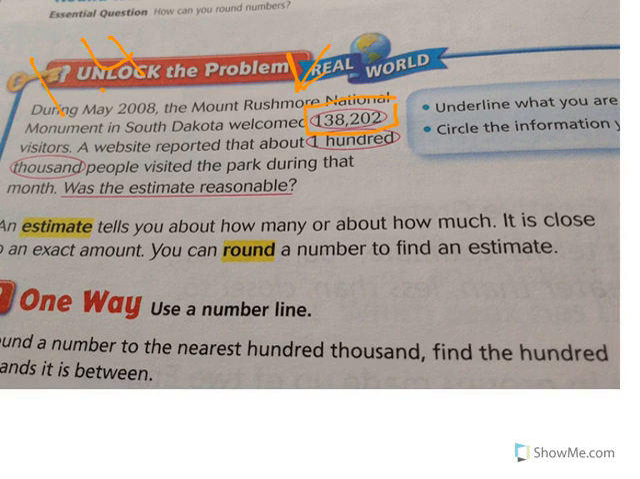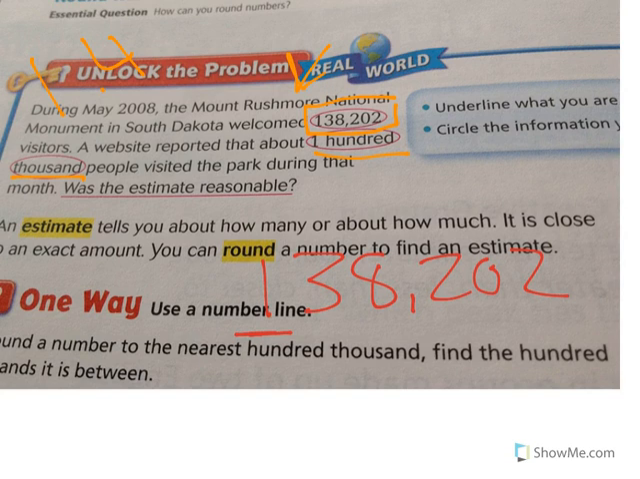138,202 visitors. A website reported about 100,000 people visited the park during that month. Was that a reasonable estimate? So if we write this number down, 138,202, what we have to do is look at this one, because they're saying it's rounded to about 100,000 people. We've got to see if they're right on that. So we're going to go to our 100,000.